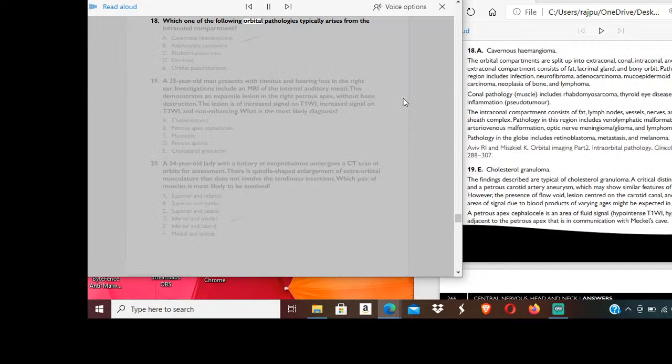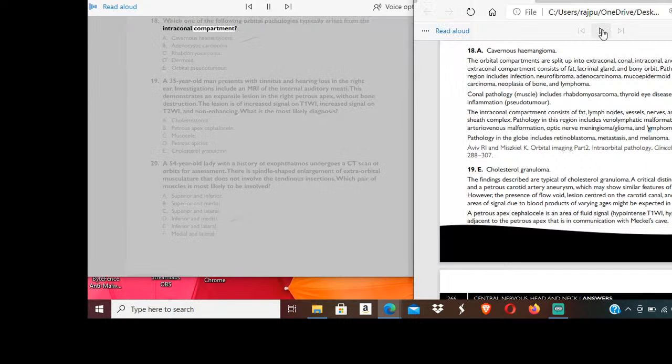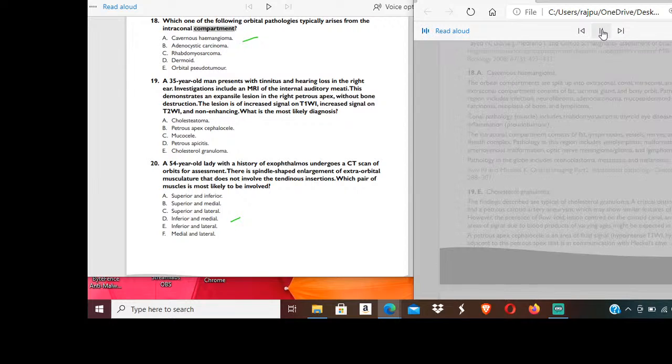18. Which one of the following orbital pathologies typically arises from the intraconal compartment? Fayed N, Davila J, Medrano J, and Olmos S. Malignancy assessment of brain tumors with magnetic resonance spectroscopy and dynamic susceptibility contrast MRI. European Journal of Radiology 2008, 67, 427-433.